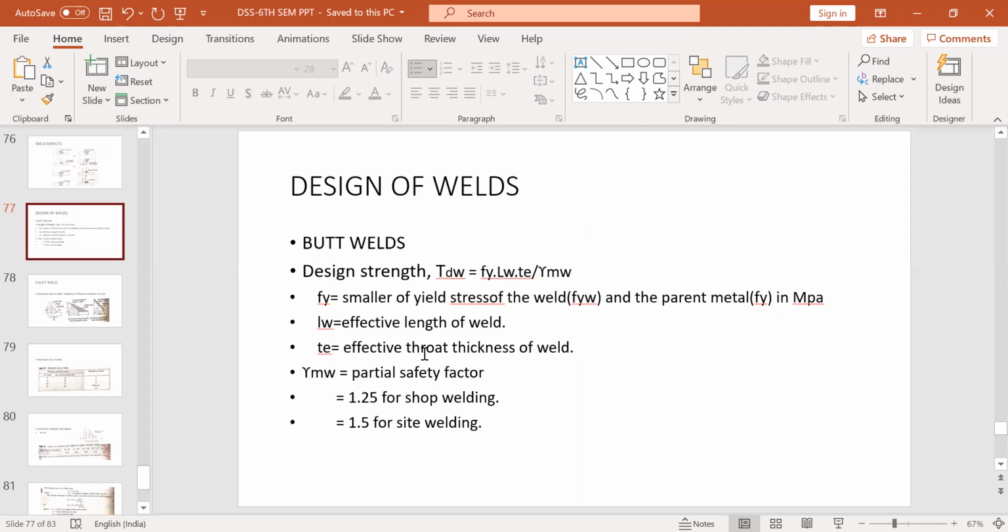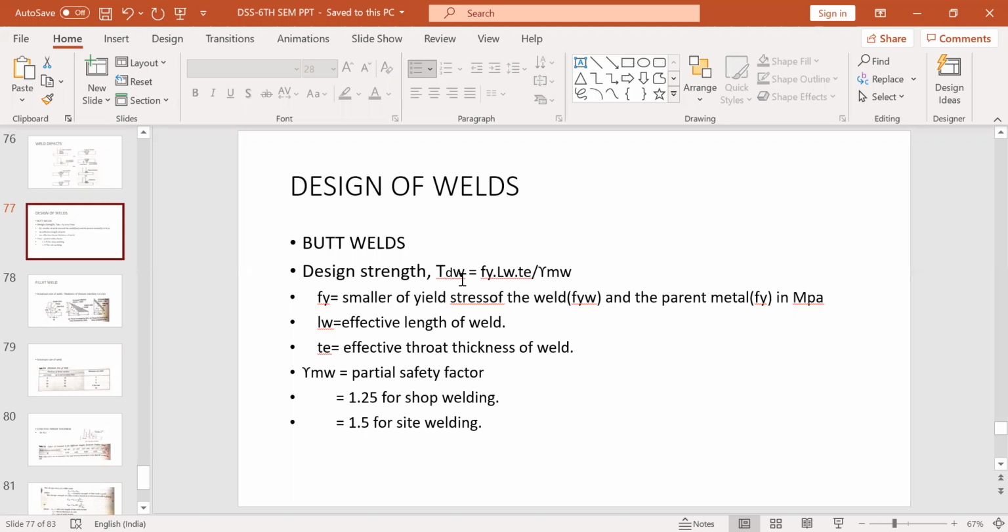te is the effective throat thickness of the weld. What is the thickness of the weld that you are providing? And divide by gamma mw. Gamma mw, as discussed earlier, is the partial safety factor. Now there are two values. If you are doing shop welding, meaning you are welding the parts, the members, in a fabrication shop or workshop, then you take this value as 1.25. And if the welding is being carried out on the site itself, then it is 1.5. Okay. These values you remember.